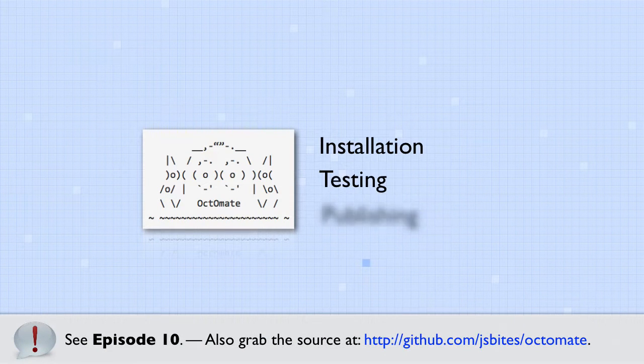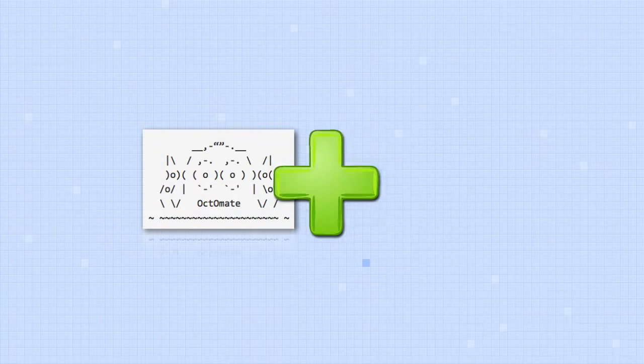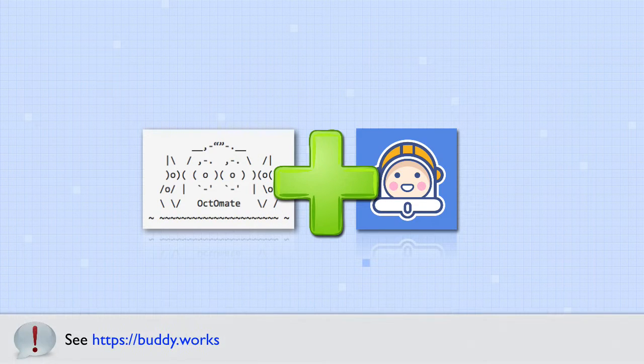Welcome to the 11th episode of Byte-Sized JavaScript. In the former episode, we created a command line application, Octomate, that was useful in automating the installation, testing, and publishing of a repository. And in this episode, we'll be integrating Octomate into Buddy, which is a CI/CD pipeline.